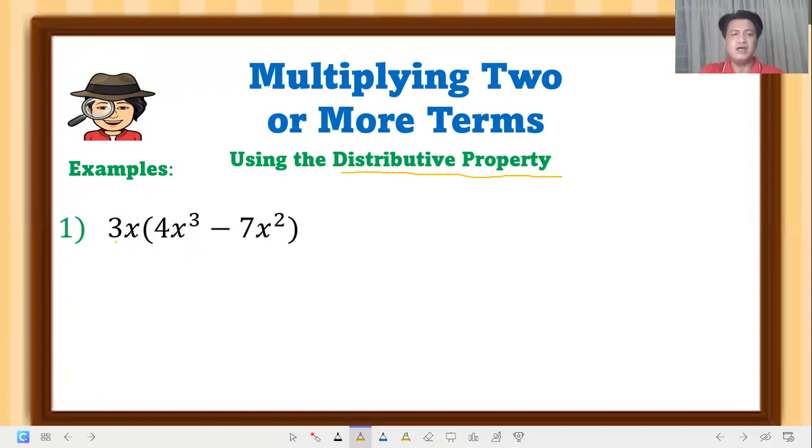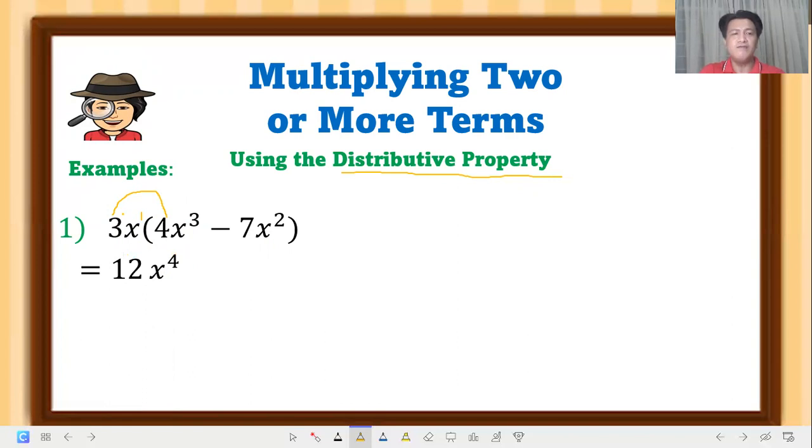Okay, so meaning to say, if this is monomial, i-multiply natin dito sa first term. And that will become 3 times 4. That is 12. Since meron siyang literal coefficient, diba meron siyang exponent na 1. Kaya copy the base, which is x, and add mo yung exponent nila. Kaya 1 plus 3 becomes 4.